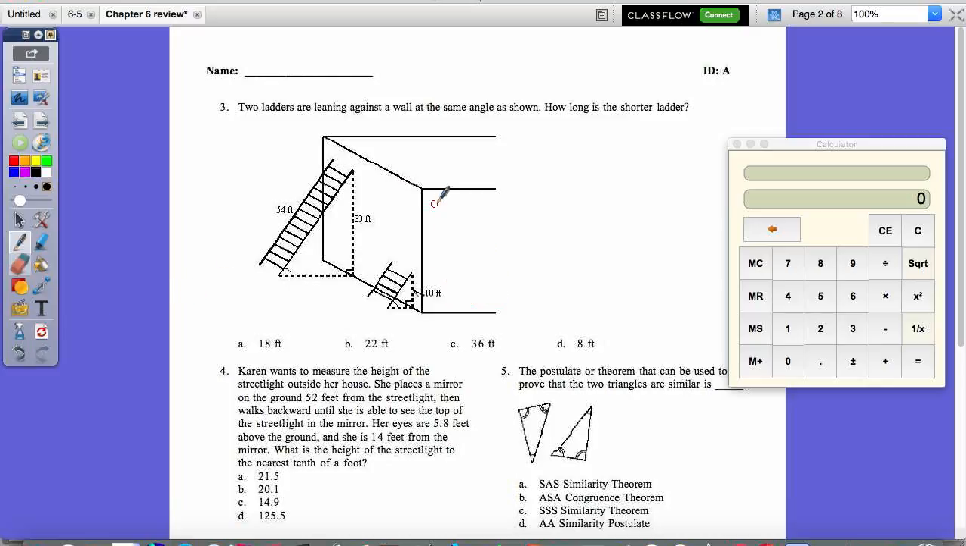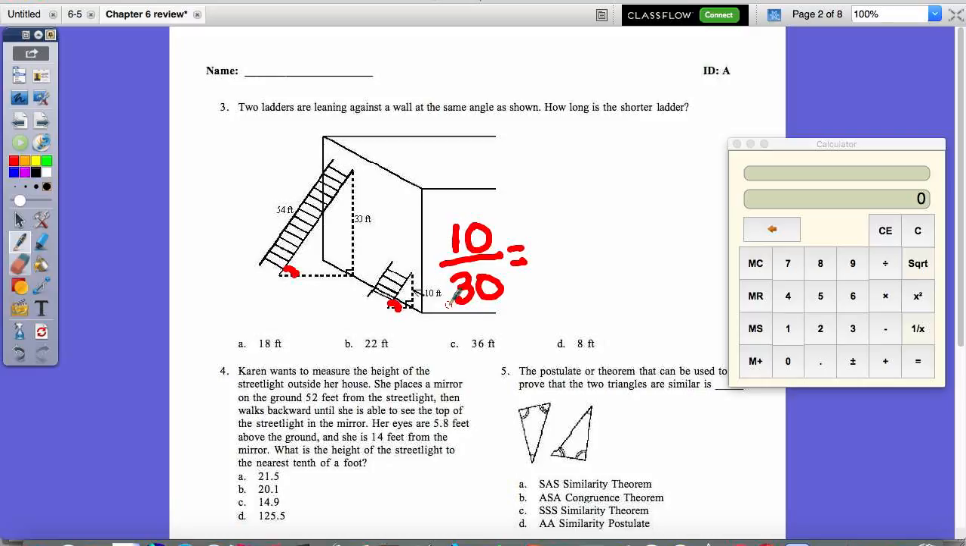Two ladders are leaning against a wall at the same angle as shown. I think what they're saying here is this angle and this angle is congruent. So I have to create two sets of corresponding triangles. So the distance from the ground to where the ladder touches the wall is going to correspond to the height distance where the longer ladder touches the wall, because these angles are the same.